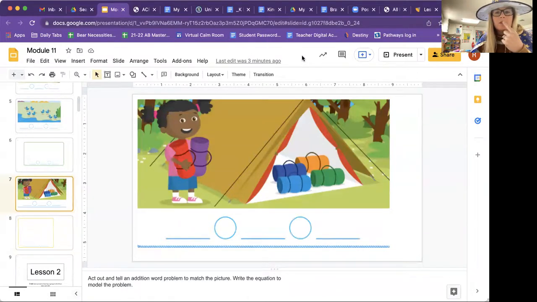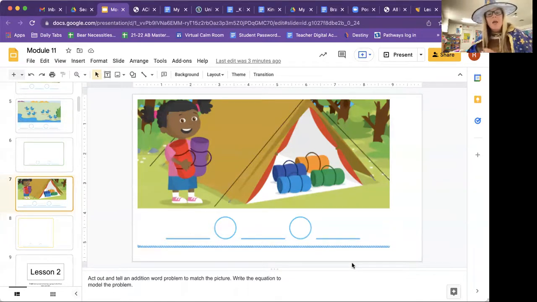Okay, here we go. Oh, camping. Do you like camping? Camping's so much fun. Okay. Act out and tell an addition word problem to match the picture. Write the equation to model the problem.